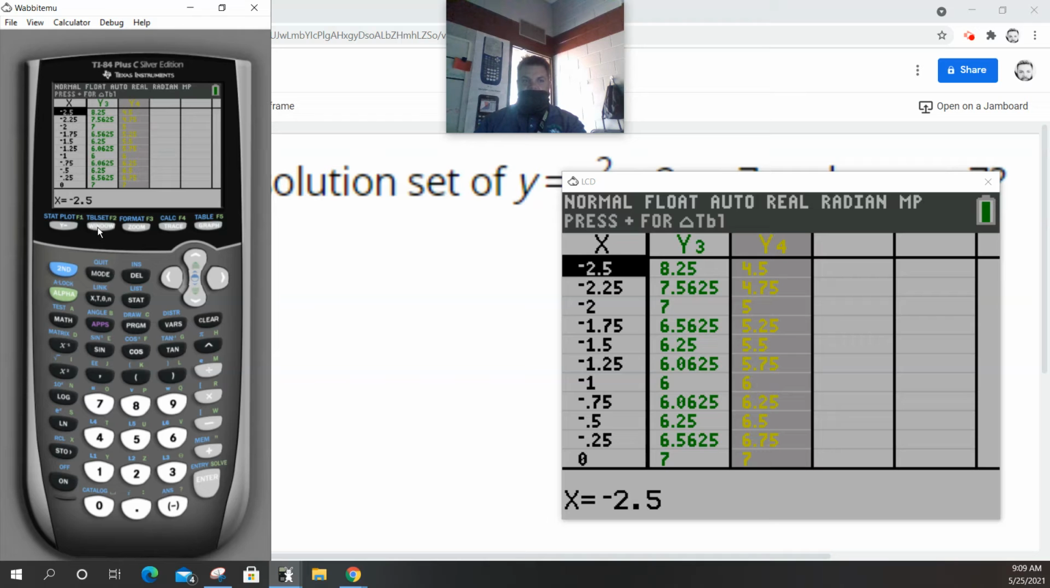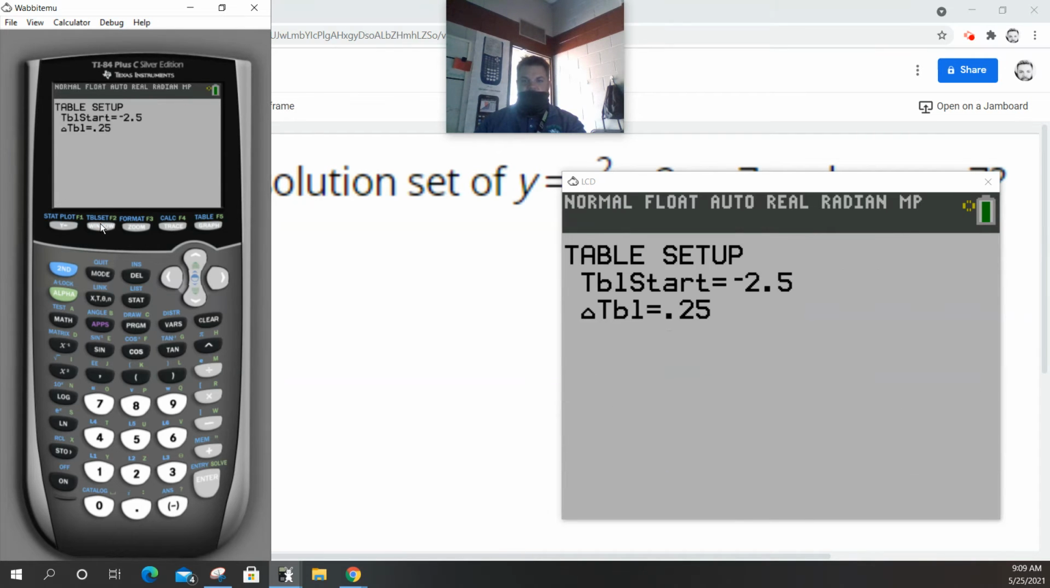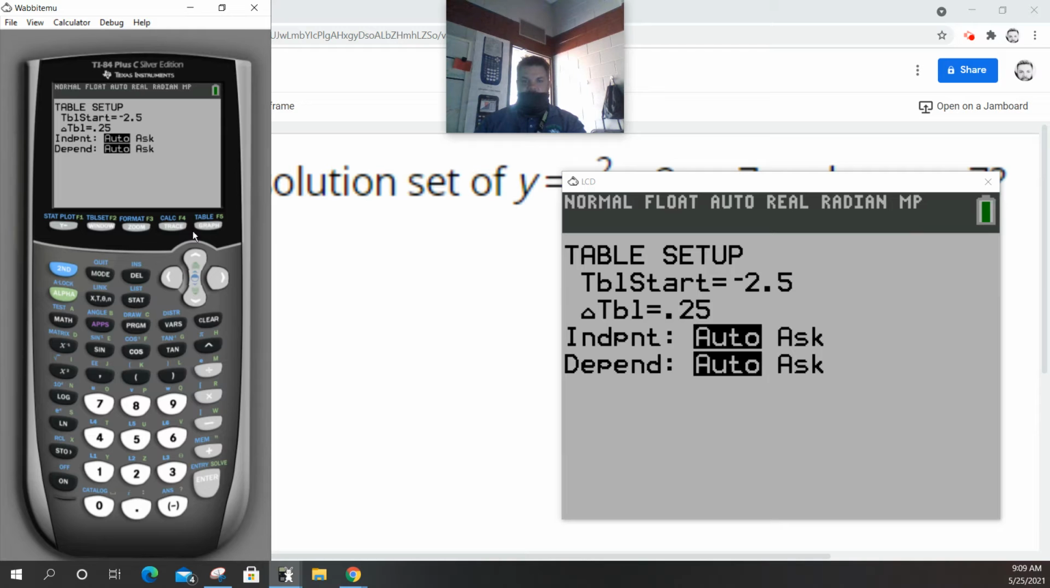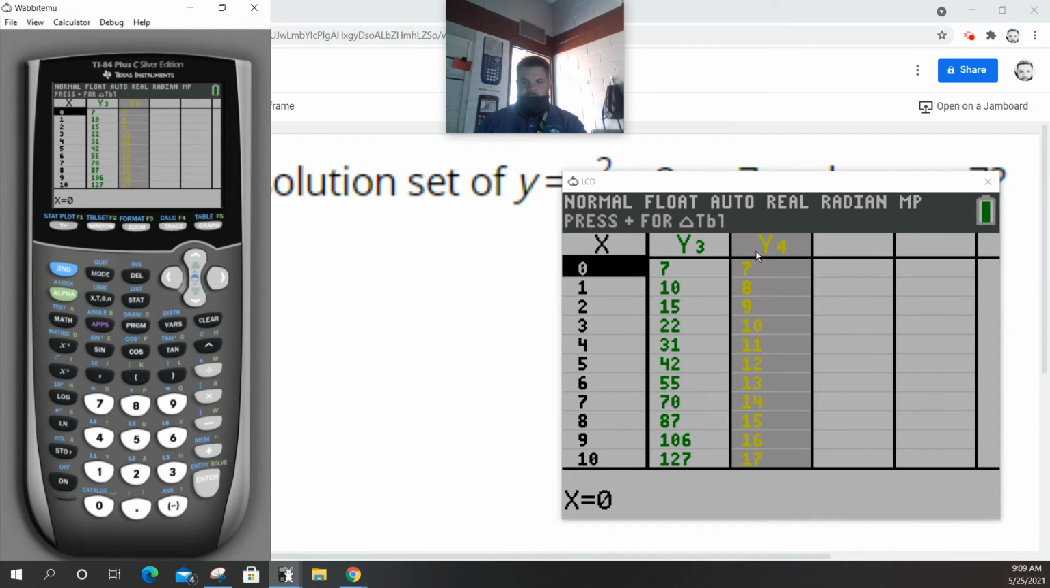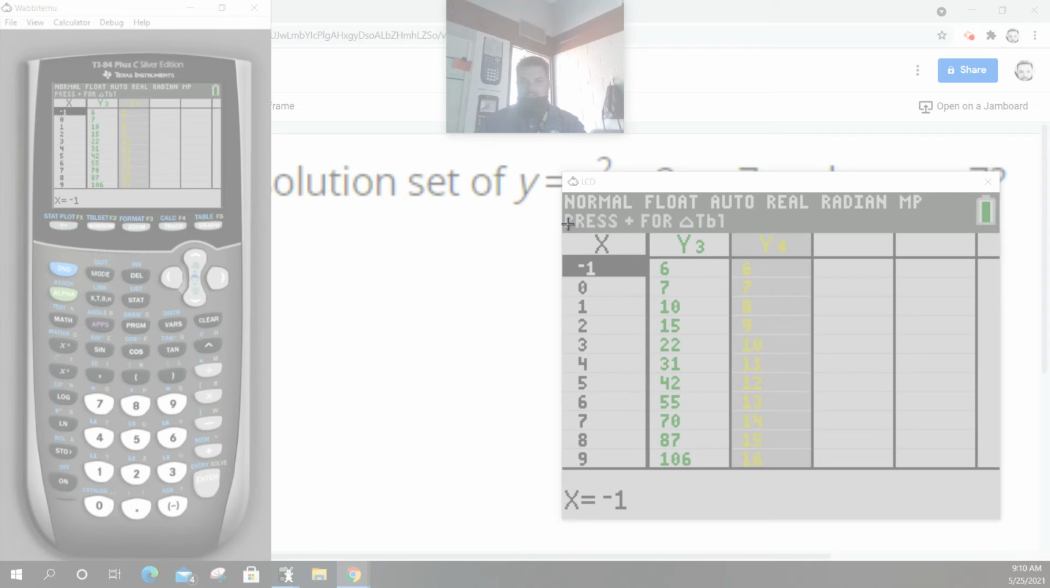Now I can verify that by just hitting second graph. And I'm going to have to change my table set. All this stuff is left over from the previous. So I'm going to start at 0 and count by ones. Now if I hit table, see how they both match up? So if I go up 1, in other words, this y value equals this y value, and then when x equals 0, this y value equals this y value. So let's take some screenshots, and then we'll write down an answer here in a second.